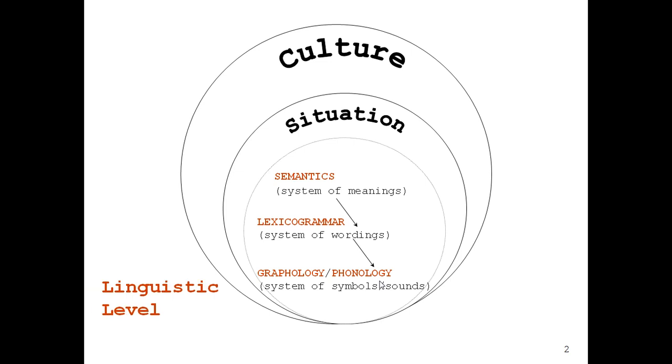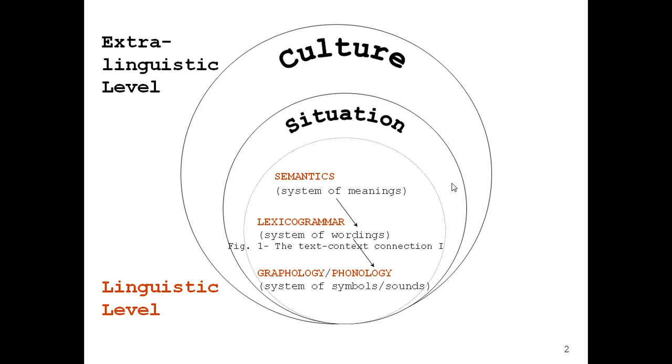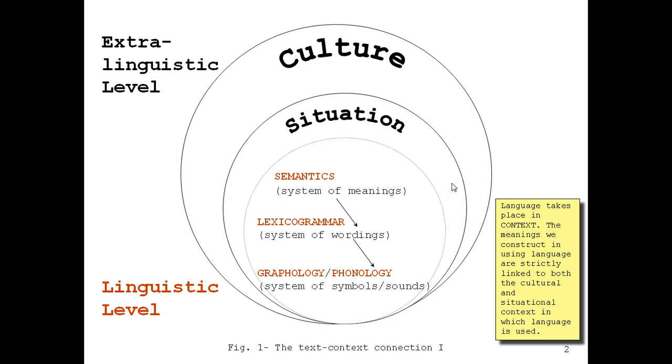Okay, now the one you see shown in the stratification circle is the linguistic level of our analysis, but the largest circle that includes everything, the situation, the linguistic level, the strata, is extra-linguistic. That's the culture, and that's equally important, right? So this diagram is the text-context connection that I'd like you to study, analyze, and know well. And to conclude this slide, you should remember that language always takes place in context.